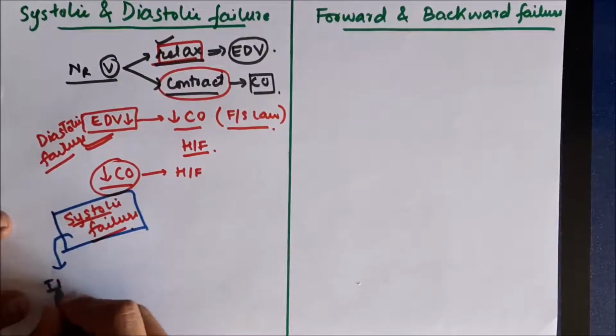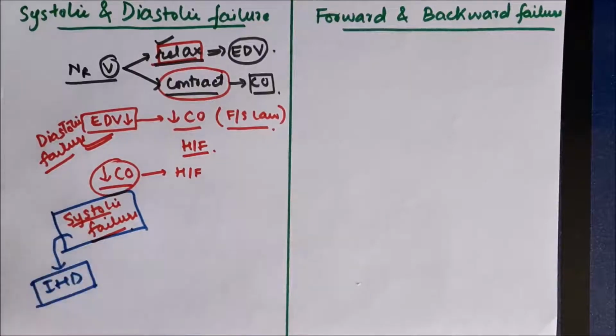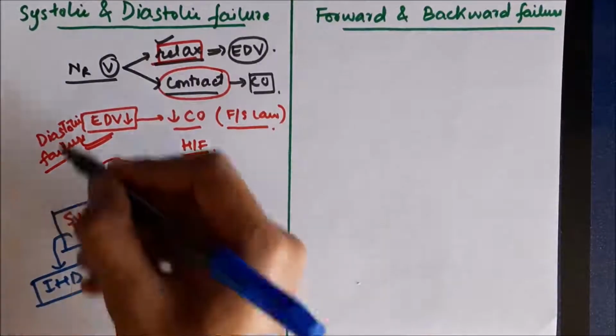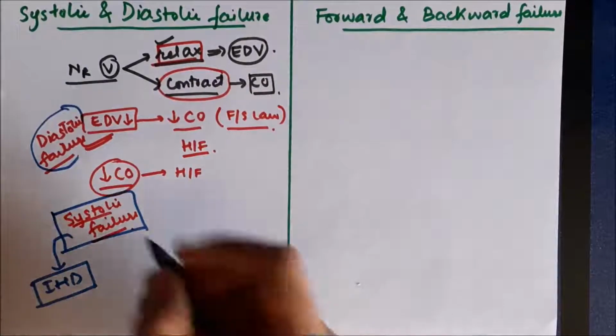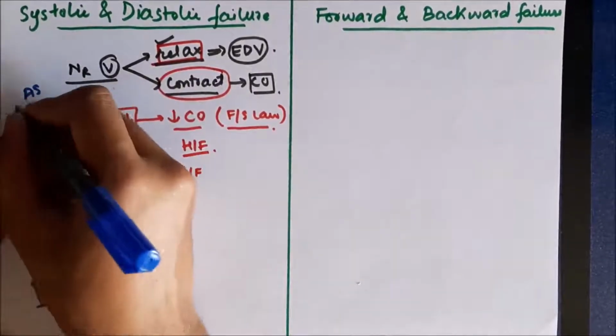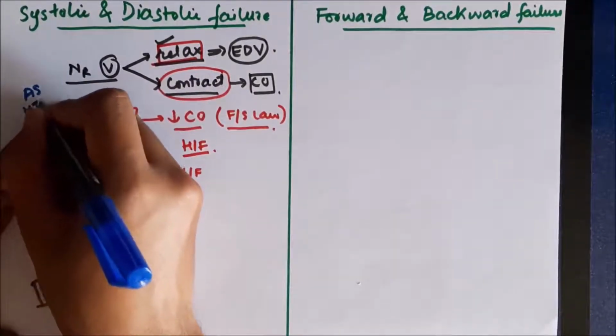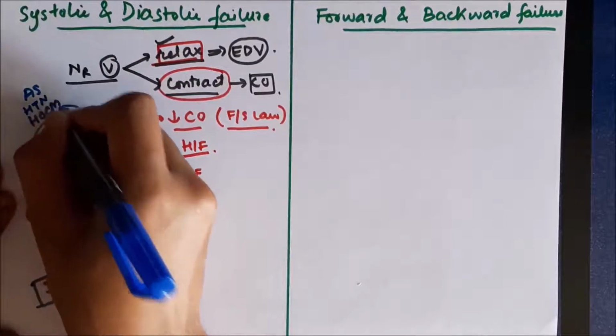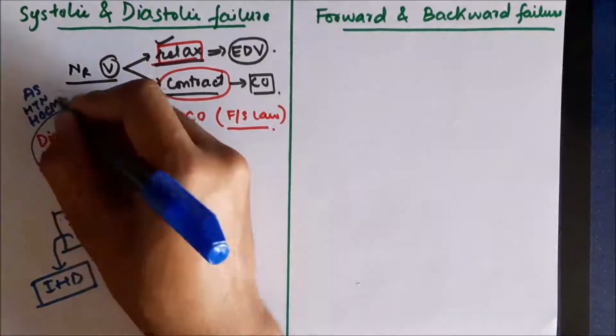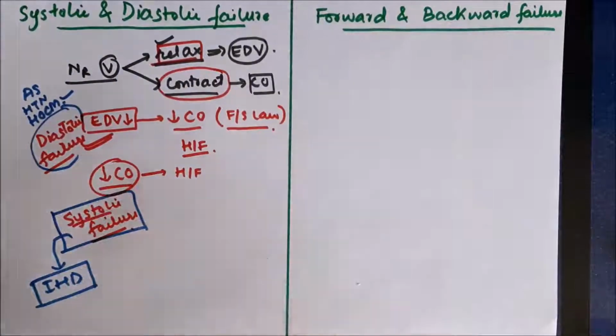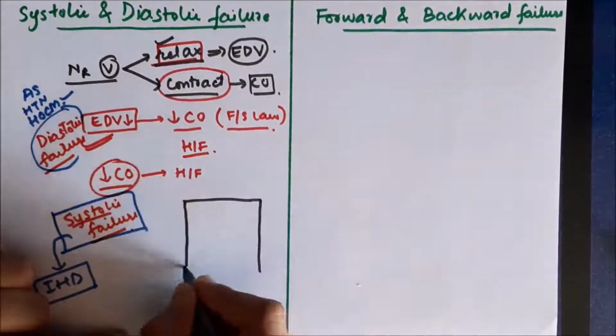The most common cause of systolic failure is ischemic heart disease. Now, the oxygen demand is less, so the heart will not be able to contract. And diastolic failure can occur due to various reasons such as aortic stenosis, hypertension, or hypertrophic obstructive cardiomyopathy. Now, all these three conditions result in pathological hypertrophy of the left ventricle.